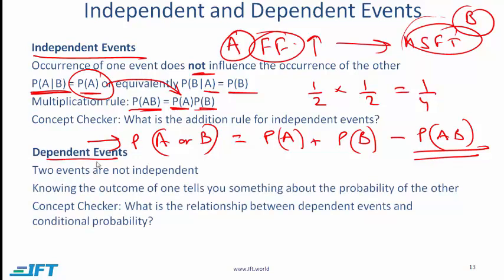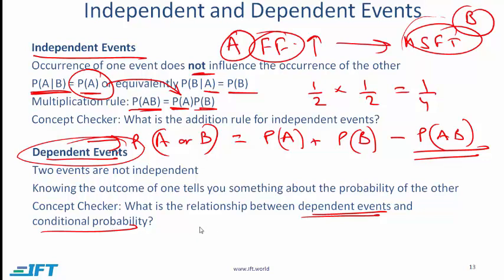Now let's take a look at dependent events, and very simplistically, if two events are not independent, then they are dependent. With dependent events, knowing the outcome of one event tells you something about the probability of the other. So the question is, what is the relationship between dependent events and conditional probability? Note here that when we say dependent events, we are talking about events. But here with conditional probability, we are talking about a probability.